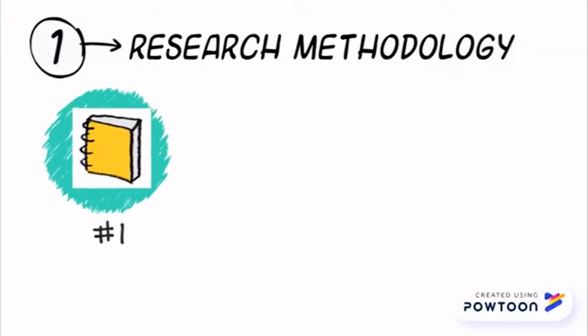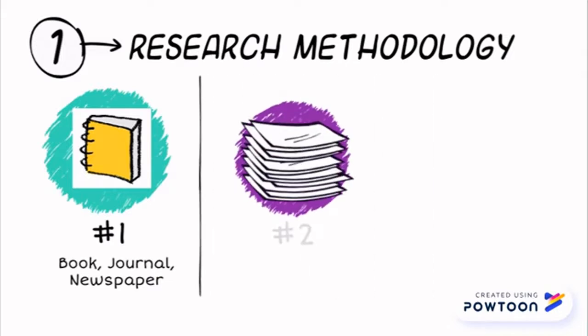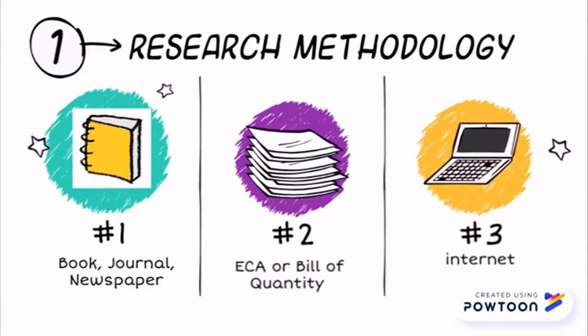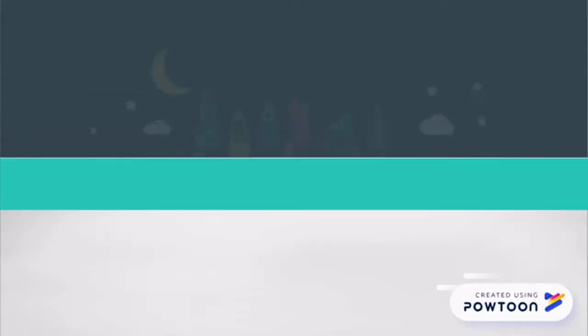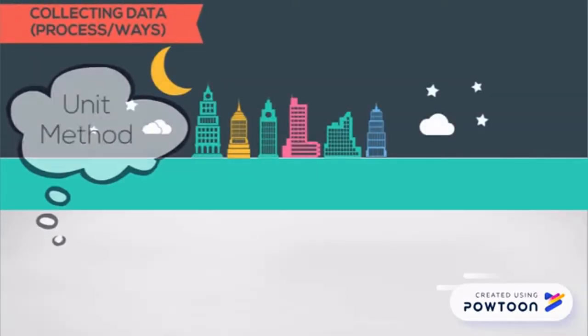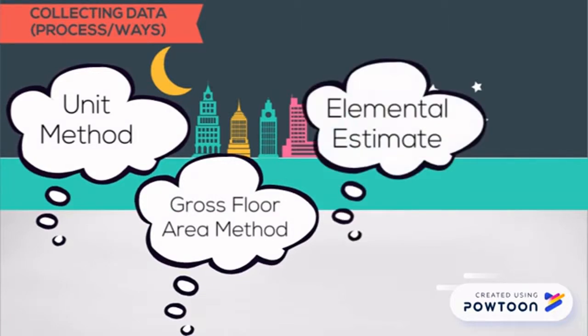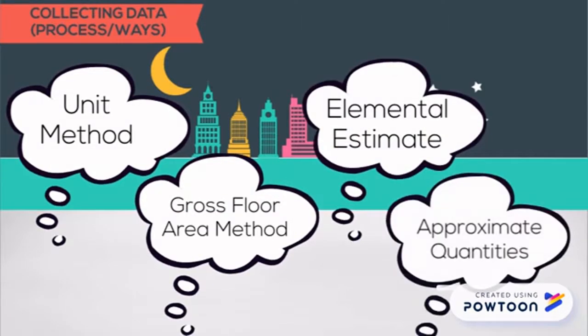Literature review is done by reading related books, journals, or newspapers, by referring to CA or DQ, and also by browsing the internet. The data are collected using the unit method, gross floor area method, elemental estimate, and approximate quantities.